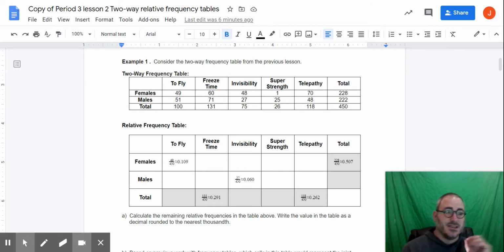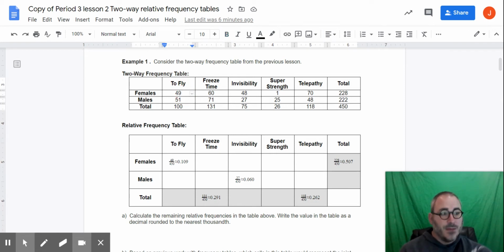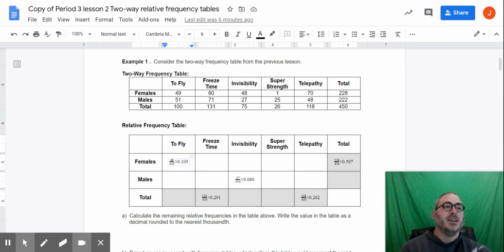So a relative frequency table is like the ones you've seen, but just a little bit different. For instance, for fly here, before we had 49 females that chose they wanted to fly as a superpower. But now we're going to do the relative frequency, which is 49 divided by 450. Where do we get that 450? That's the total number of respondents. By taking 49 and dividing it by 450, we get a calculation that gives us an idea of the relative frequency: relative to the total, what was the percentage or decimal out of 1 for this number?